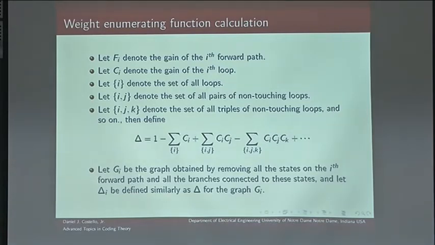Now there's one other concept, a subgraph that you get when you take all the states that the ith forward path goes through and all the branches connecting, and whatever is left, you call it the subgraph associated with the ith forward path. And then that subgraph will have a little delta associated with it, defined the same way as this. Now, this is always going to be simpler to get than this because it's a smaller graph.